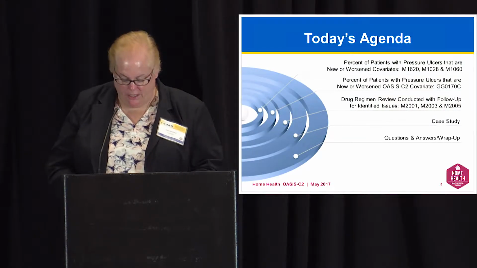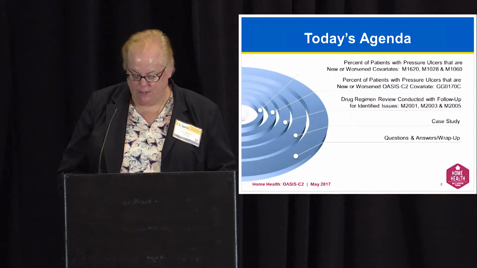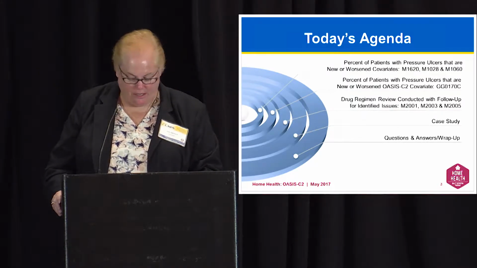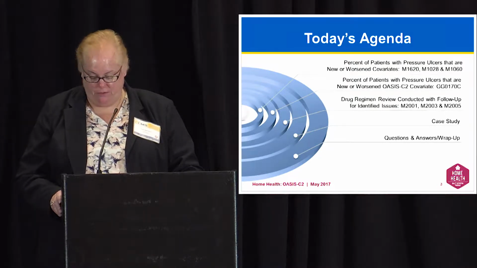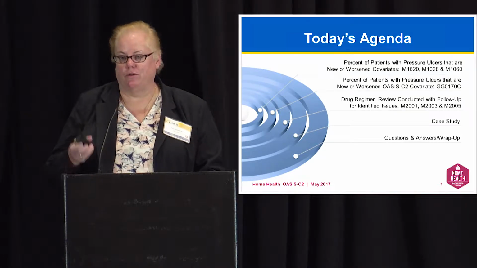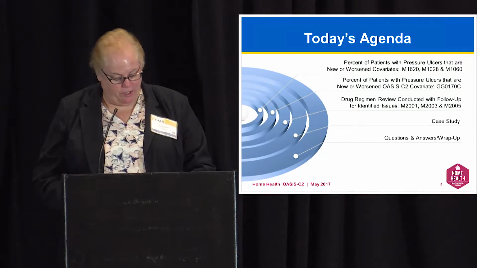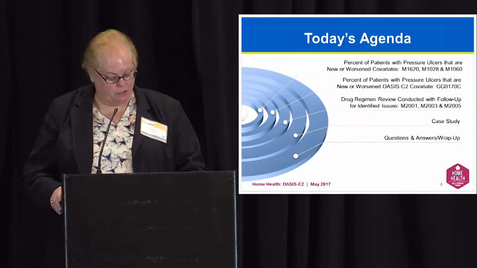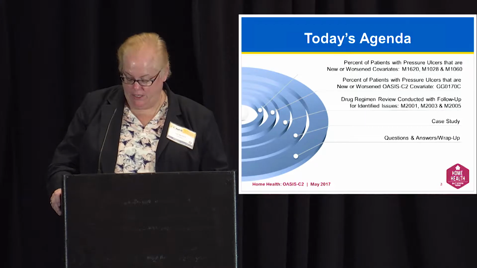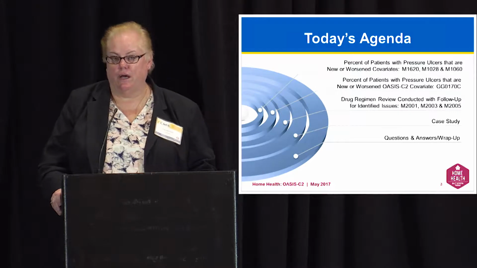So today's agenda, we have a full day. We are going to start off with the percent of patients with pressure ulcers that are new or worsened, the covariates, and we'll be looking at M1620, M1028, and M1060, and we'll have Ms. Kathy Roby, who will be teaching that, and you heard Kathy speak yesterday. Then we'll have a break, and then at 10:30, we are going to have the percent of patients with pressure ulcers that are new or worsened with the covariate GG0170C, and we will have Ann Olson, and I will introduce Ann shortly.